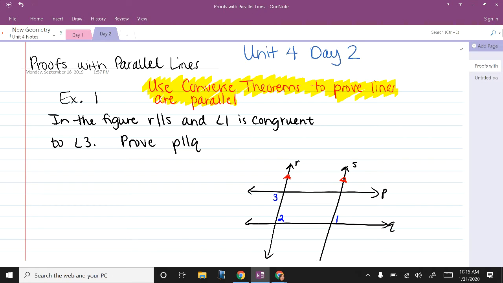Okay, we had 4 types of angle pair relationships yesterday. What was the first one we talked about? Y'all remember? Start with the corresponding angles. Alternate interior angles. Alternate exterior angles. Did I spell that right? And then consecutive interior angles.